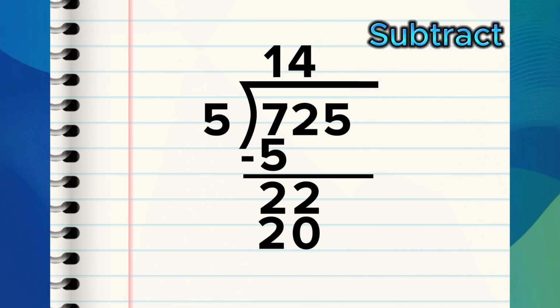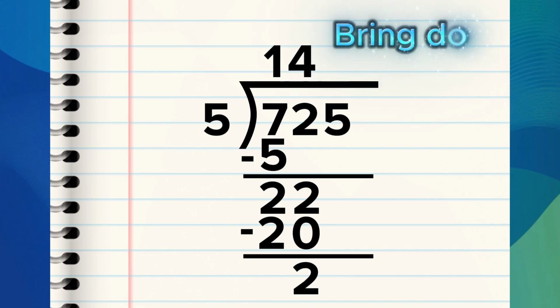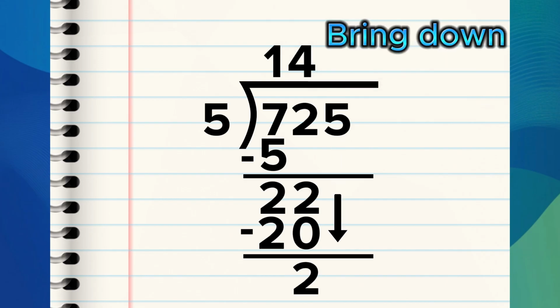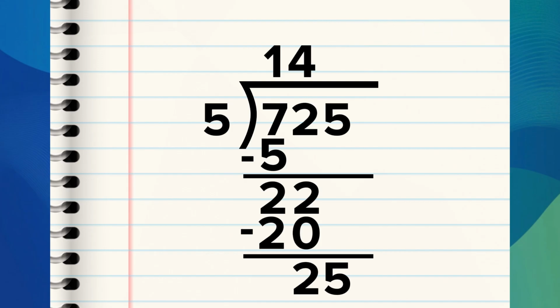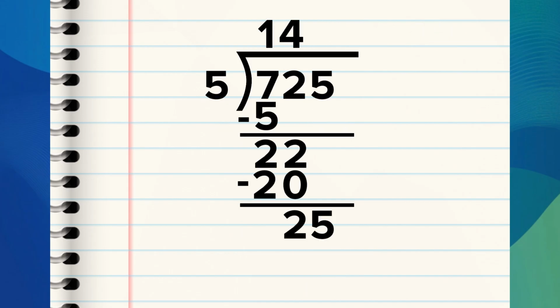Next, subtract. 22 minus 20 equals 2. And finally, bring down the next number in our problem, which is the 5. This gives us a remainder of 25. Do you know what to do next? That's right. We need to repeat those steps all over again.